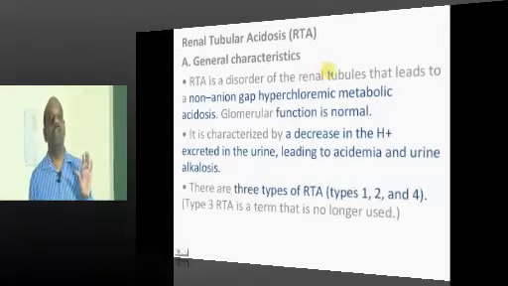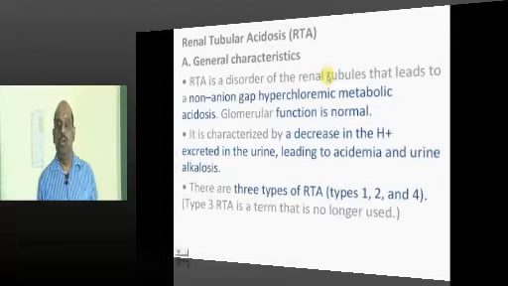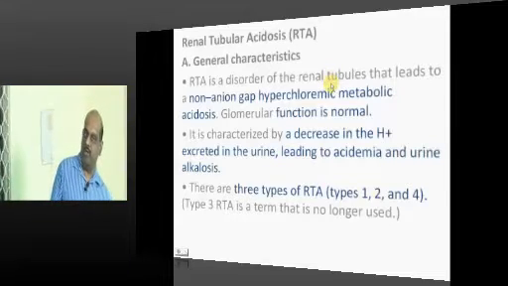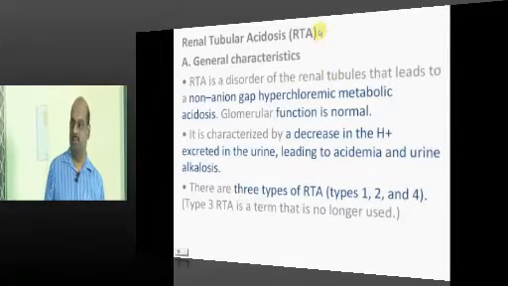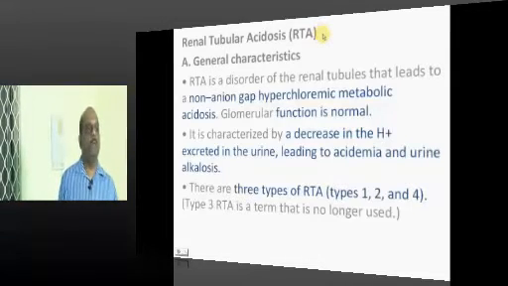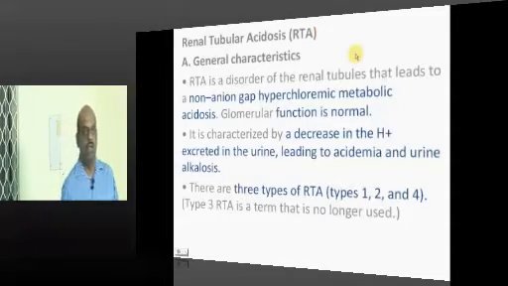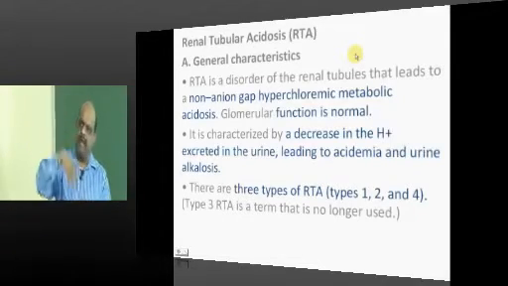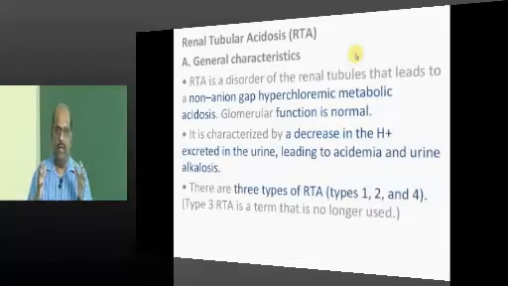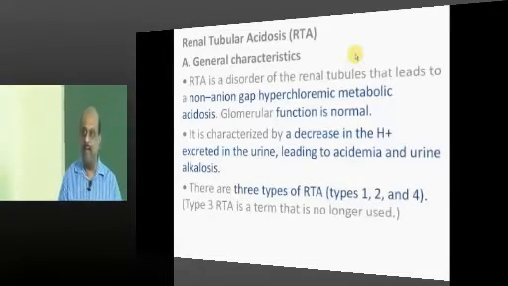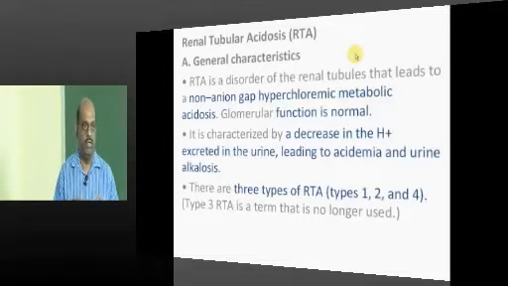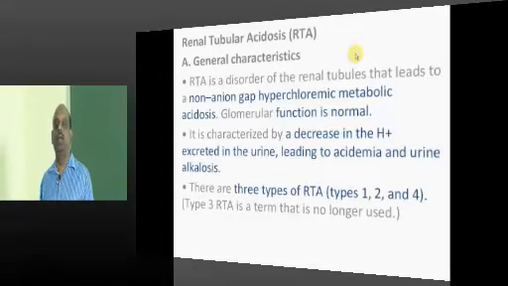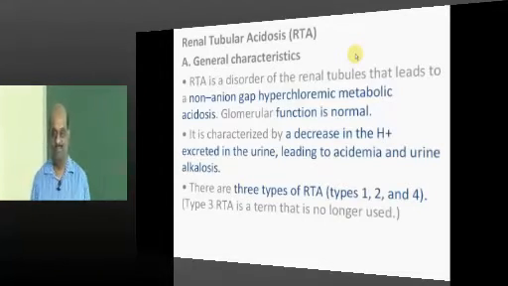Now, renal tubular acidosis. You know, the kidney has one head and one tail. You have a proximal tubule and a distal tubule. What is the purpose of the proximal tubule basically? Whenever glomerular filtration occurs, glucose, bicarbonate, everything that drains into the proximal tubule will immediately be recovered by the proximal tubule. Hence, the proximal tubule is also called the workhorse of the nephron.